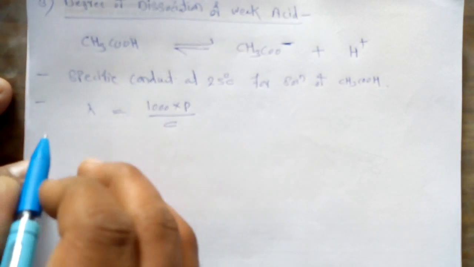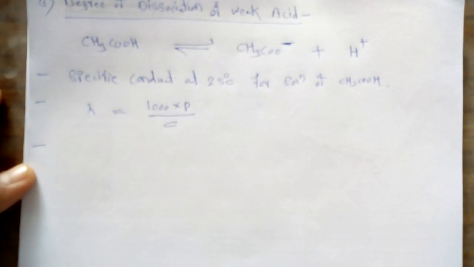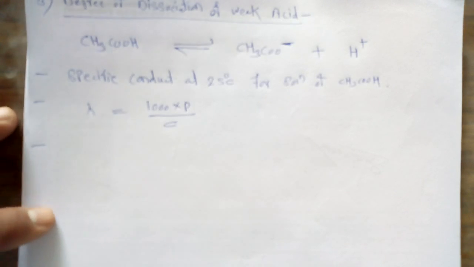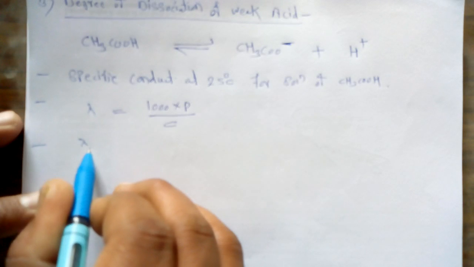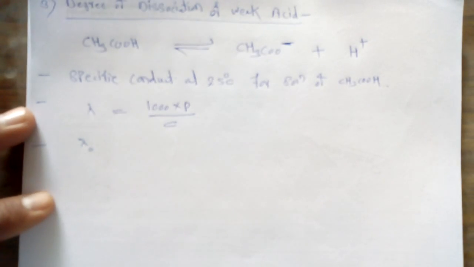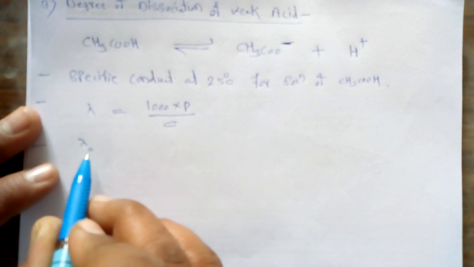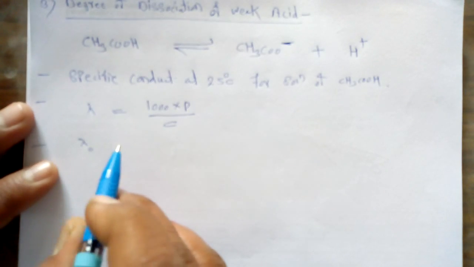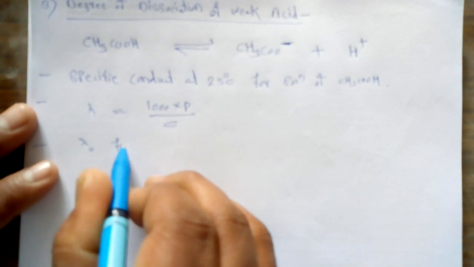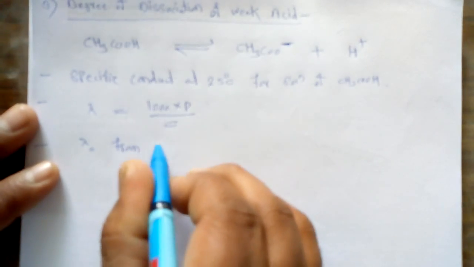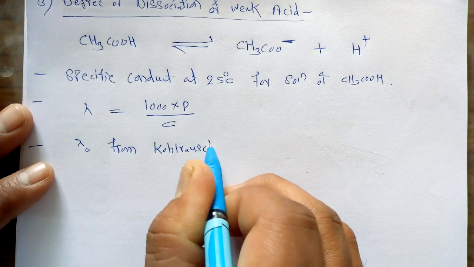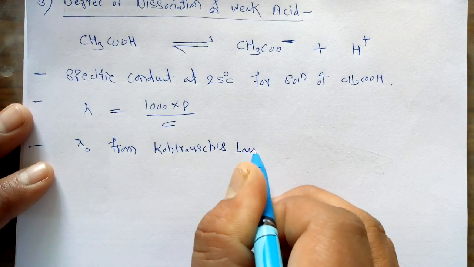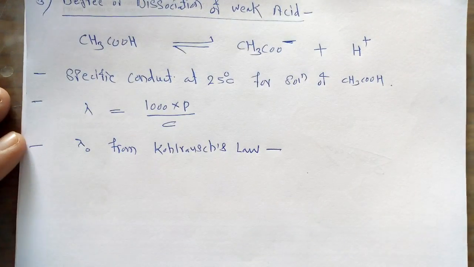After the calculation of this particular equivalent conductance, in the third step we have to calculate the third important parameter of this acetic acid, that is lambda 0. And what is this lambda 0? This lambda 0 is called the equivalent conductance at infinite dilution, from Kohlrausch's law. From this Kohlrausch's law we may calculate lambda 0 for this particular acetic acid.